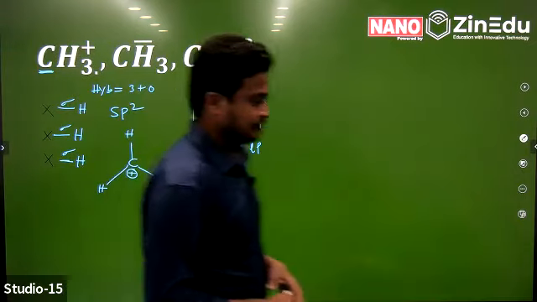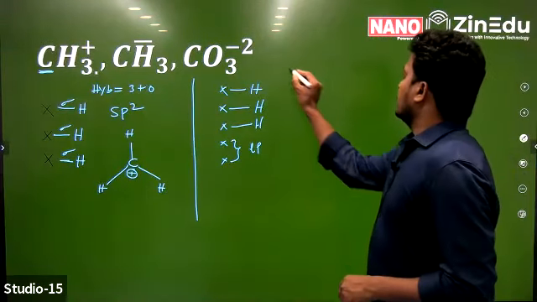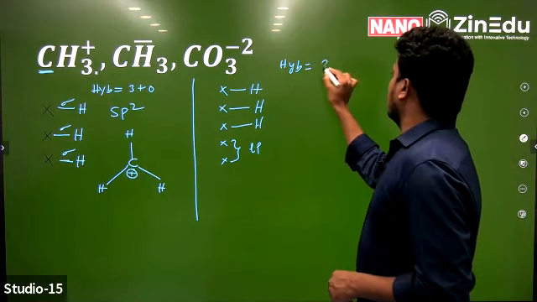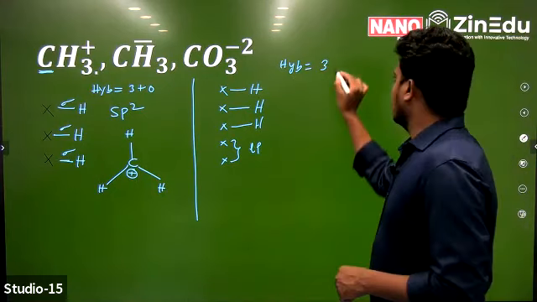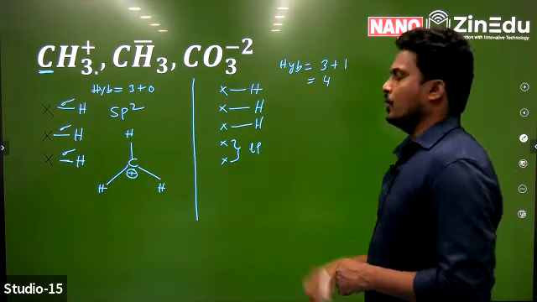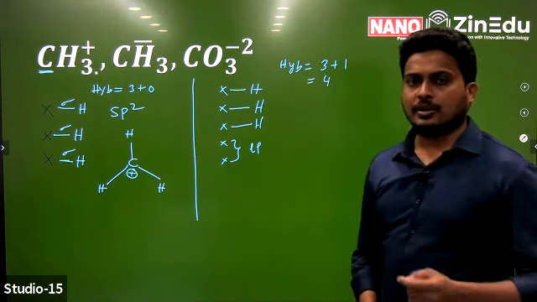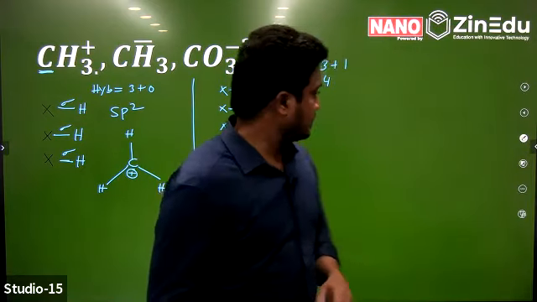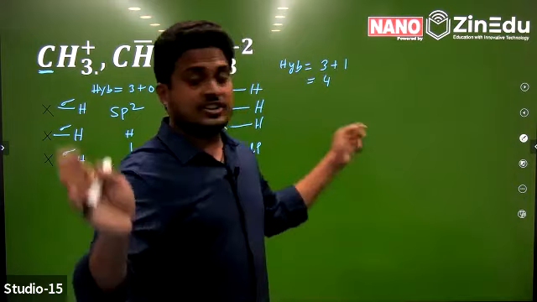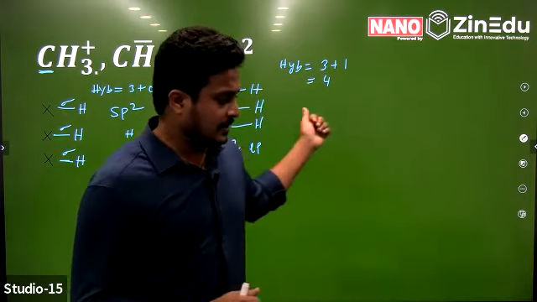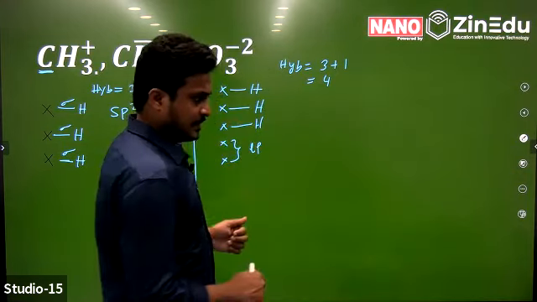Very good. So hybridization is equal to 3 sigma bonds plus 1 lone pair. Total count is 4. First tell me the hybridization, after that we go through the shape. What is the hybridization? sp3, very good.